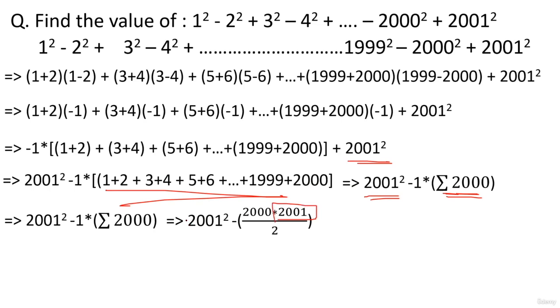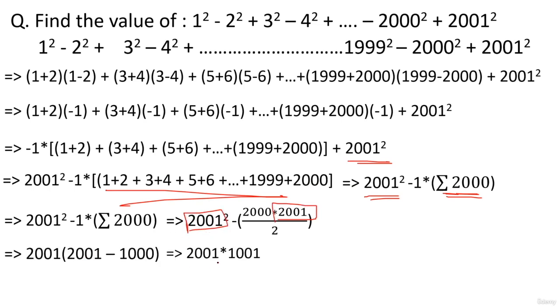So 2001 is common between these two terms, right? Taking that common, what remains inside? 2001 minus 1000. Okay, just like the same question. Okay, this is what you get, 2003001. It's as simple as that.